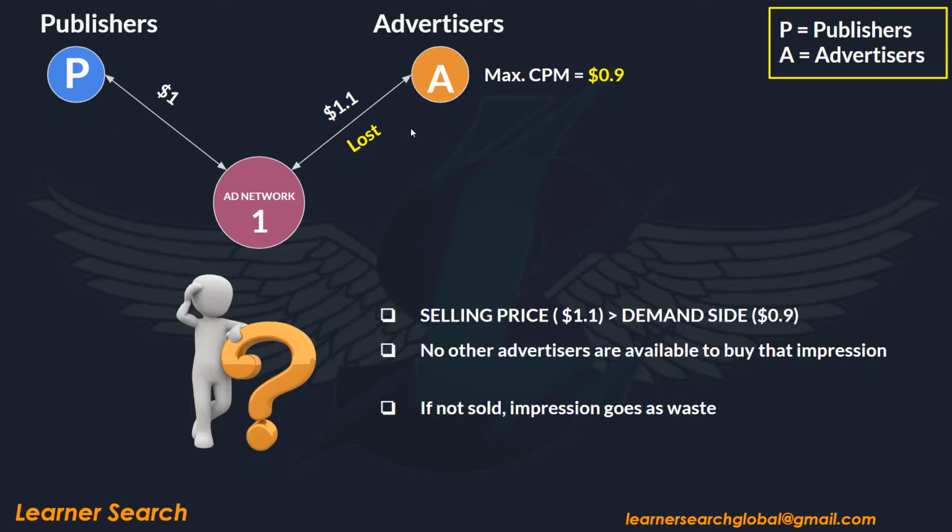Now, selling price $1.1 is greater than demand side $0.9. What happened is that advertisers are ready to pay only $0.9, but the ad network is demanding $1.1. Ad network one is ready to sell for 1.1, and on the other end, the advertisers available here are only willing to pay up to 0.9. That's the reason selling price is greater than demand side.